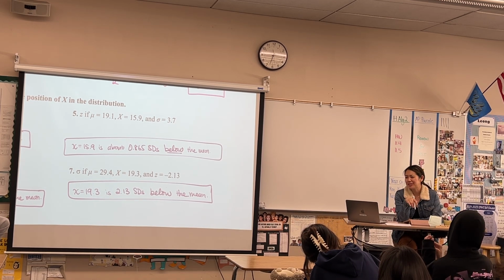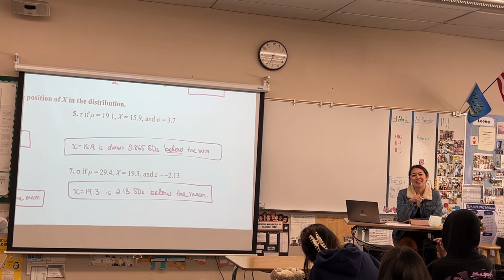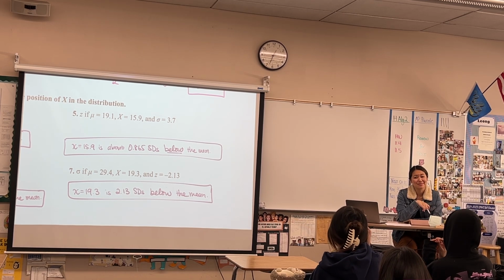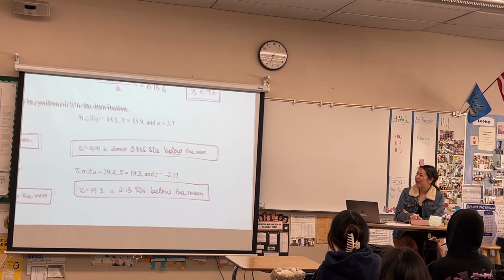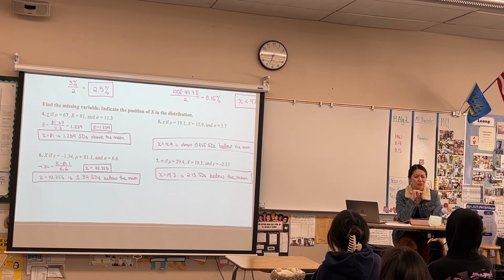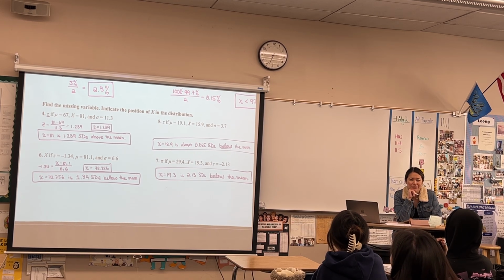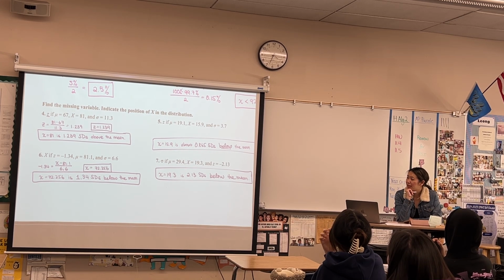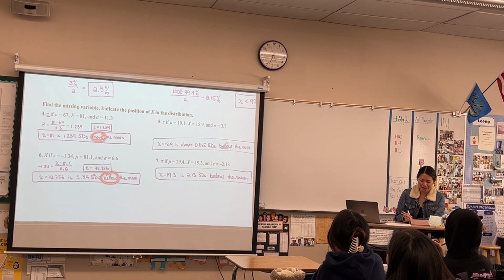Instead of giving my students their test grades, I gave them their Z-scores. So, out of these 4, which Z-score would you want? 4, 5, 6, or 7? This is the only one that's above. All right, so definitely 4.